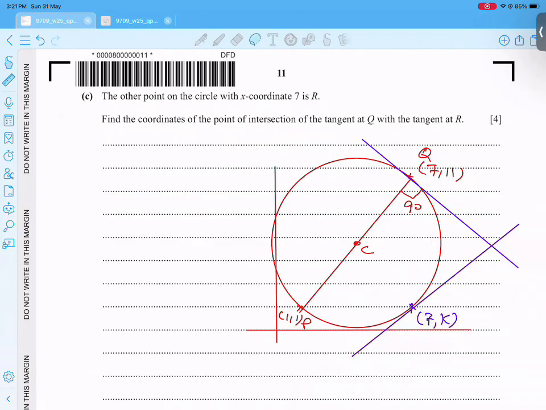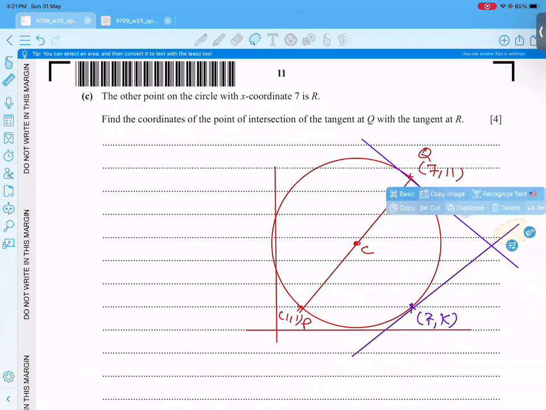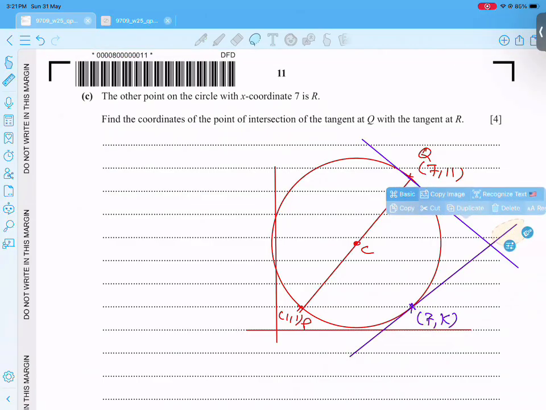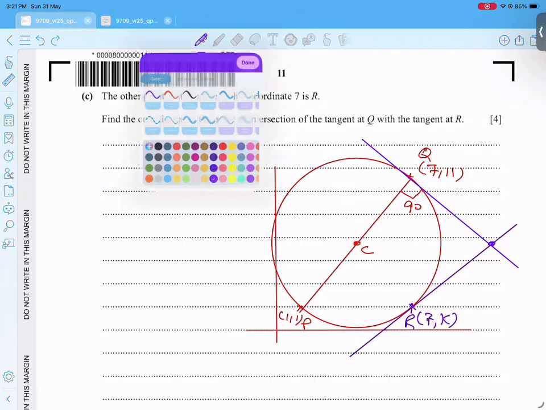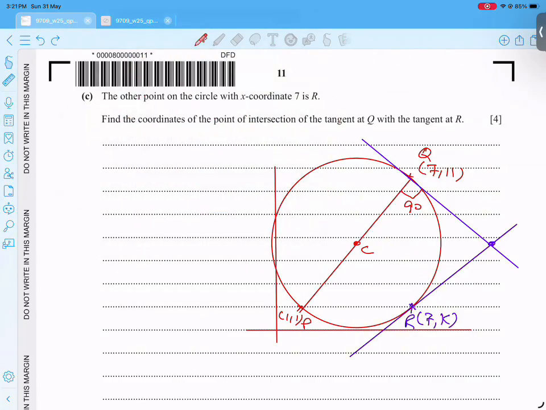Okay, and I am slightly bringing it. Now this is a tangent. What we are looking for is these coordinates, and this point is R because he said so. We are looking for the point of intersection of the two tangents. Let's label it as S. So the very important part is here.